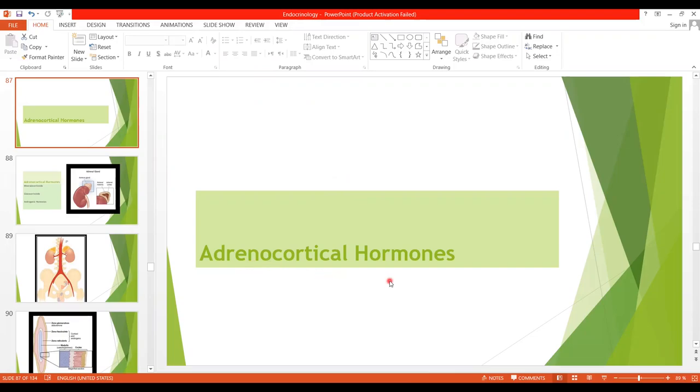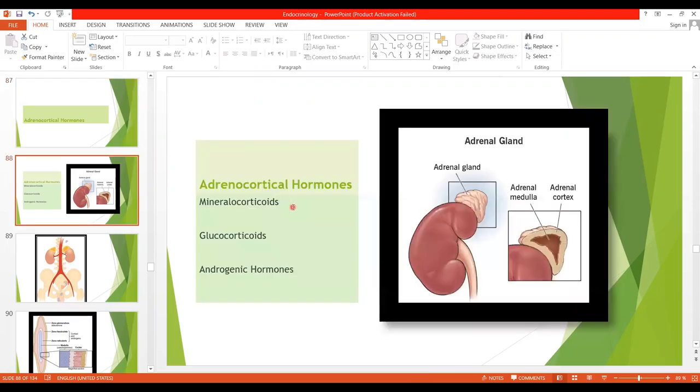They are called adrenocortical hormones. First of all, what is adrenal gland? We have two adrenal glands which are located in the superior pole of the kidney. And adrenal gland has got two parts. The inner part is the adrenal medulla, as you can see in the diagram, and the outer part is the adrenal cortex.